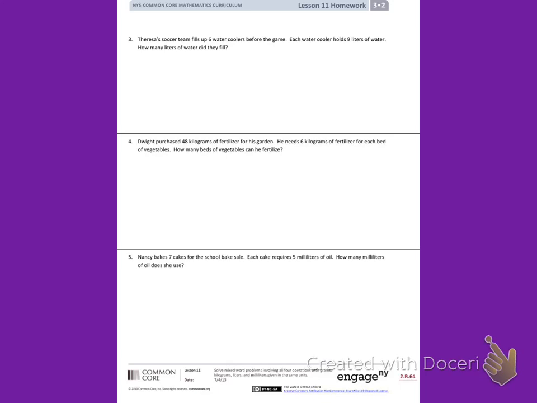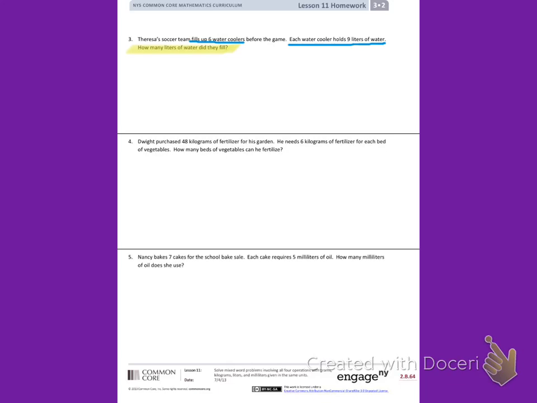First, we should underline the important details. Teresa's soccer team fills up 6 water coolers before the game. So I'll underline fills up 6 water coolers. And each water cooler holds 9 liters of water, so I'll underline that. And the next thing I'll do is highlight the question so I don't forget to answer it. If you don't have a highlighter, you could use a yellow crayon or circle the question.